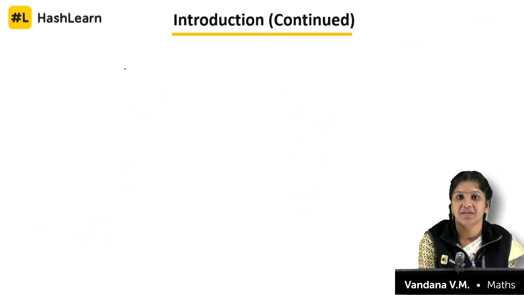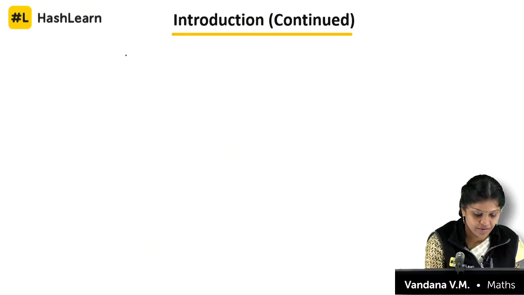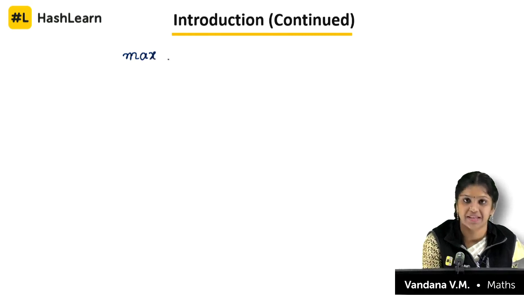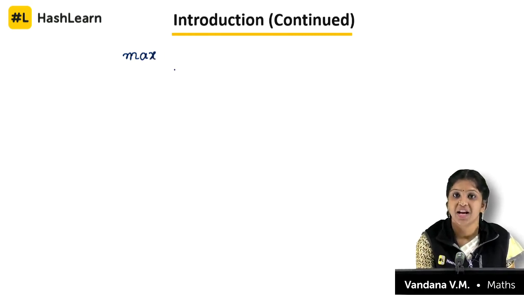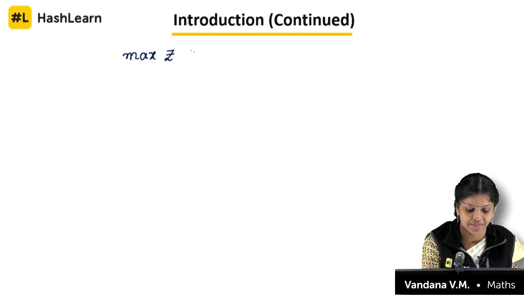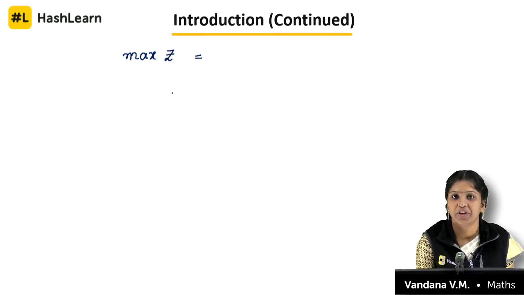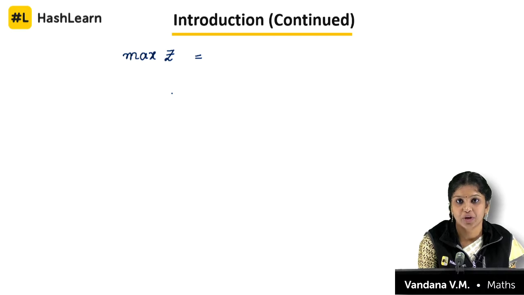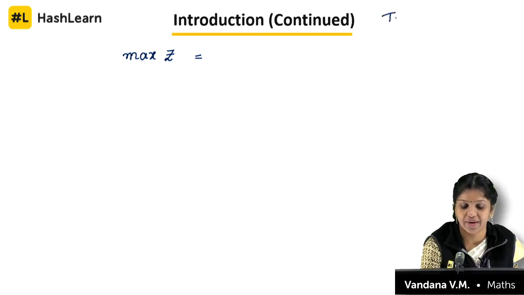So how will I write the equation? What do I have to do? I have to maximize the profit. So let me take it as Z. What is the profit? 250 rupees if I sell one table. So please take the table as one variable, and I will take it as X.